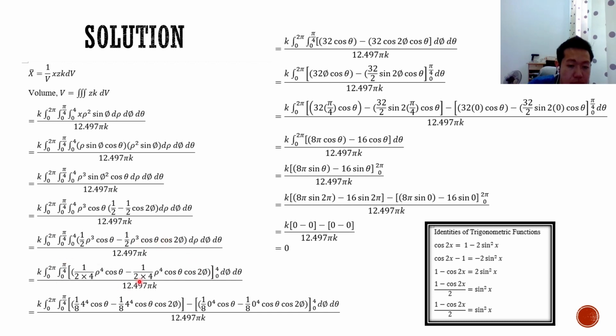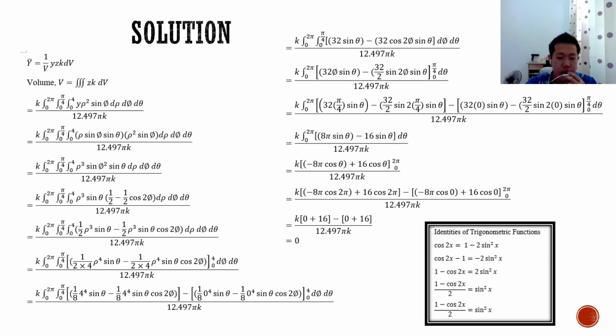Integrate rho, and after that we integrate the angle phi, substitute in the value of the angle, then we integrate theta. At the end, the moment of volume for x with respect to the yz plane is equal to 0. So next we're going to find the moment of volume for y, which is with respect to the xz plane.